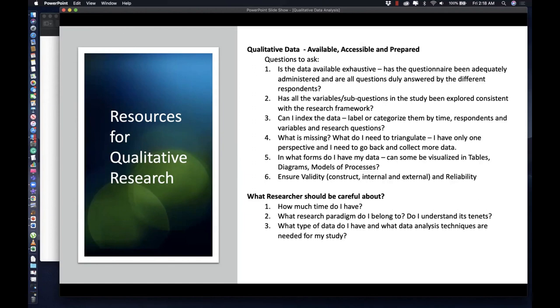What type of data do I have and what data analysis techniques are needed for my studies? So that's also a good point. There are different techniques and you may have to know which one you're going to use.